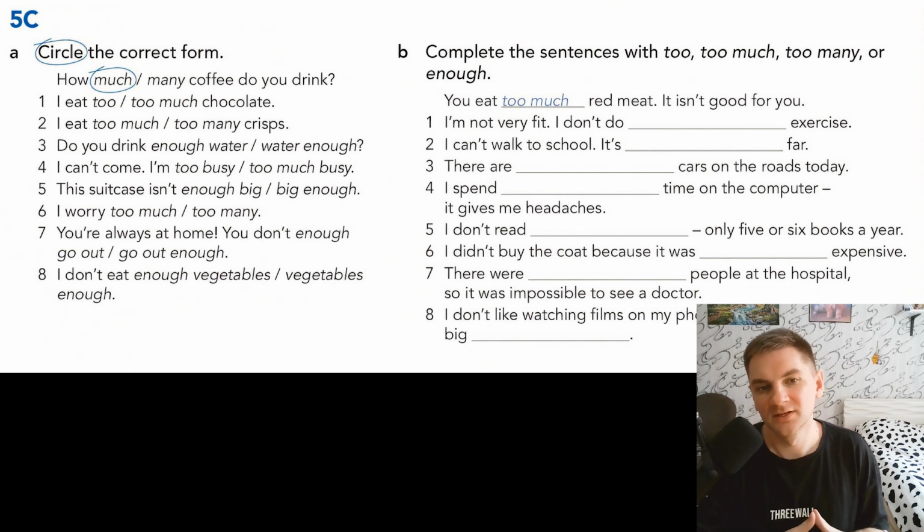And part B. Complete the sentences with too much, too many, or enough. You eat too much red meat. It isn't good for you. Number 1. I am not very fit. I don't do enough exercise. And you will continue this list. Now look, do these exercises, then check it. Good luck.